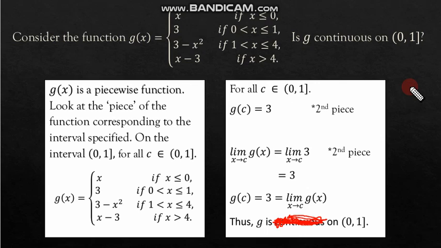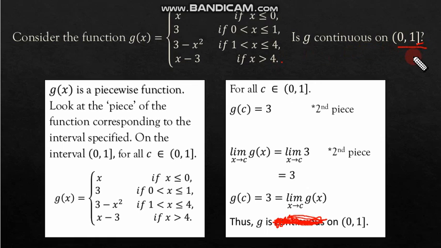Okay, we will consider the function g of x, g continuous on the interval (0, 1]. Our function g of x is equal to x if x is less than or equal to 0, 3 if 0 is less than x and x is less than or equal to 1, (3 minus x) squared if 1 is less than x and x is less than or equal to 4, and x minus 3 if x is greater than 4.